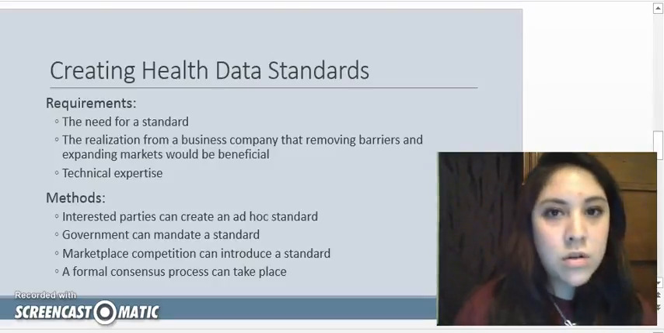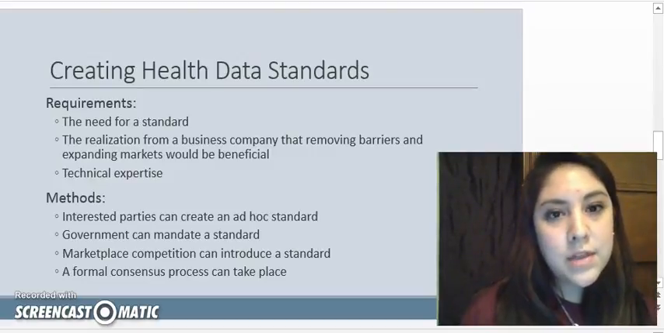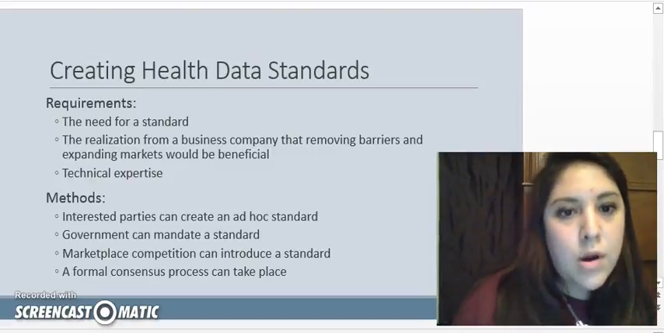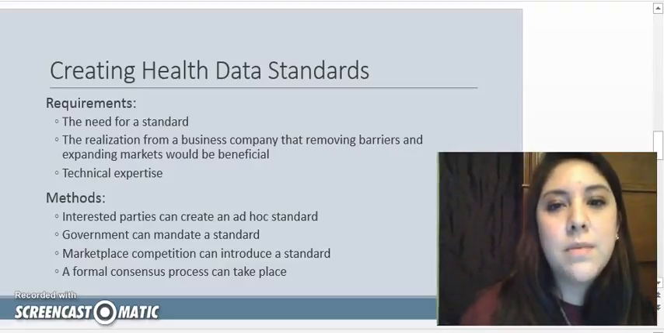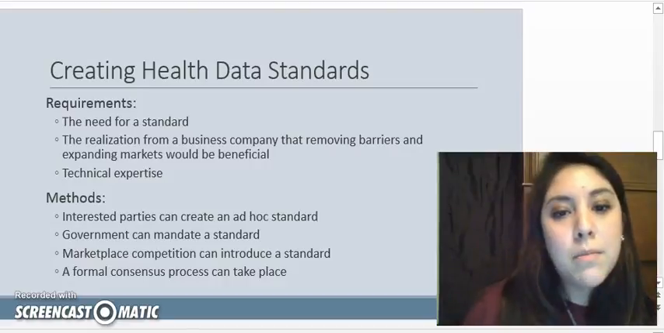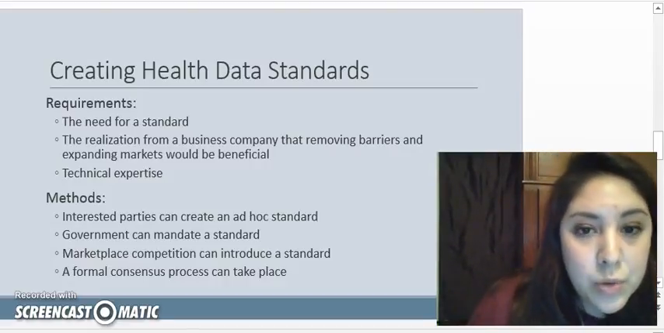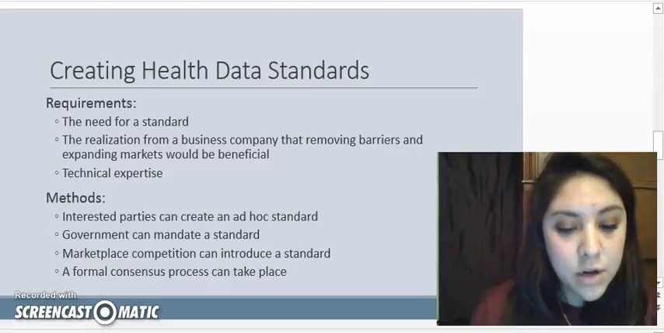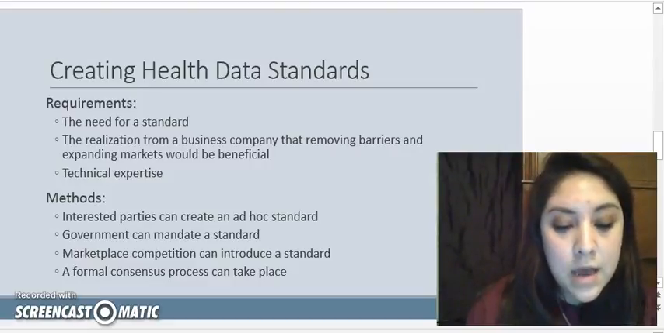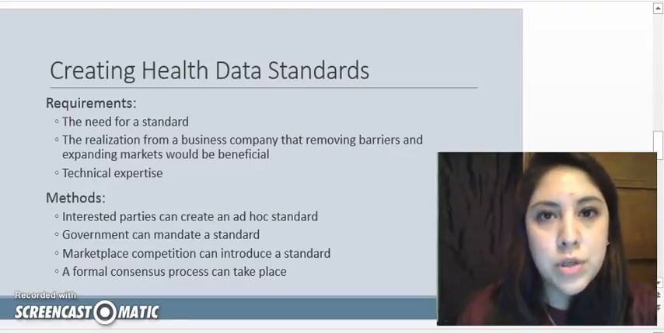So this article lists some requirements for creating health data standards. The requirements are a need for a standard, the realization from a business, removing barriers, as well as technical expertise. There are also many methods to create standards. The interested parties can create an ad hoc standard, which, for example, could be where your supervisor decides this is how to do a certain process.